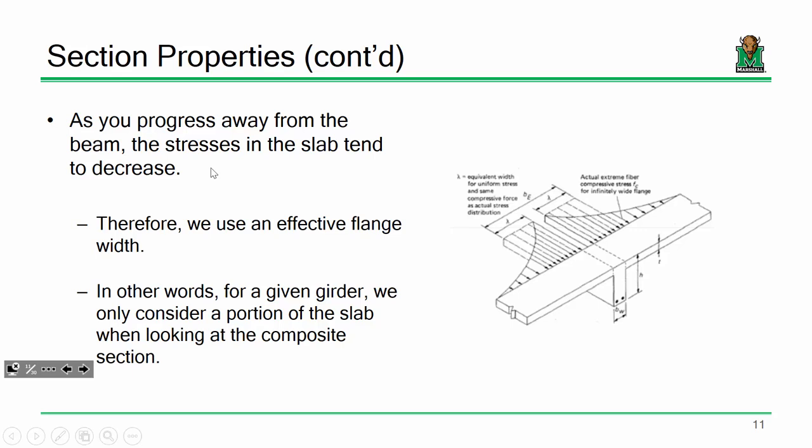Now, mechanically, what happens is, if you look at the stresses in the deck, they tend to decrease away from the beam. So what we try and do is cut out a representative slice of that deck and say, okay, that's the portion of the deck that's effective for that beam. If you've had reinforced concrete design, you've done something pretty familiar when you look at T-beams.